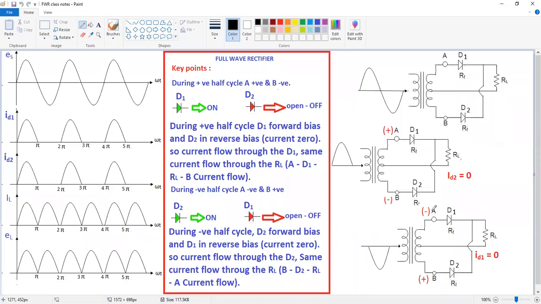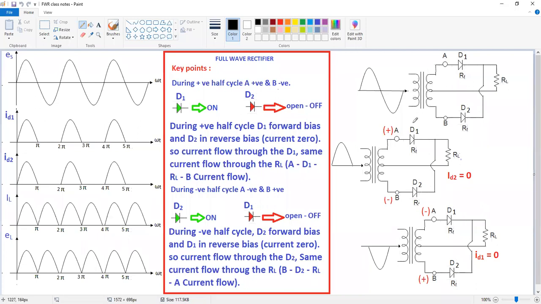Recording everything. Now this circuit shows the full wave rectifier. Again, the transformer secondary is connected to diode D1 as well as diode D2. And we are going to observe the output voltage as well as output current across this load resistance. Here, D1 is connected in series with the R2.